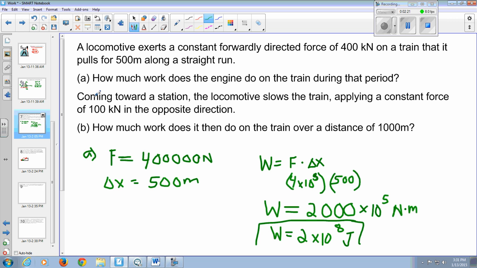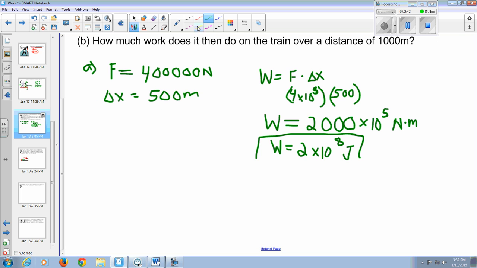Part B, we're coming towards the station, and the locomotive slows the train, applying a constant force of 100 kilonewtons in the opposite direction. How much work does it do on the train over a distance of 1,000 meters? Okay, so for part B, what do we got?